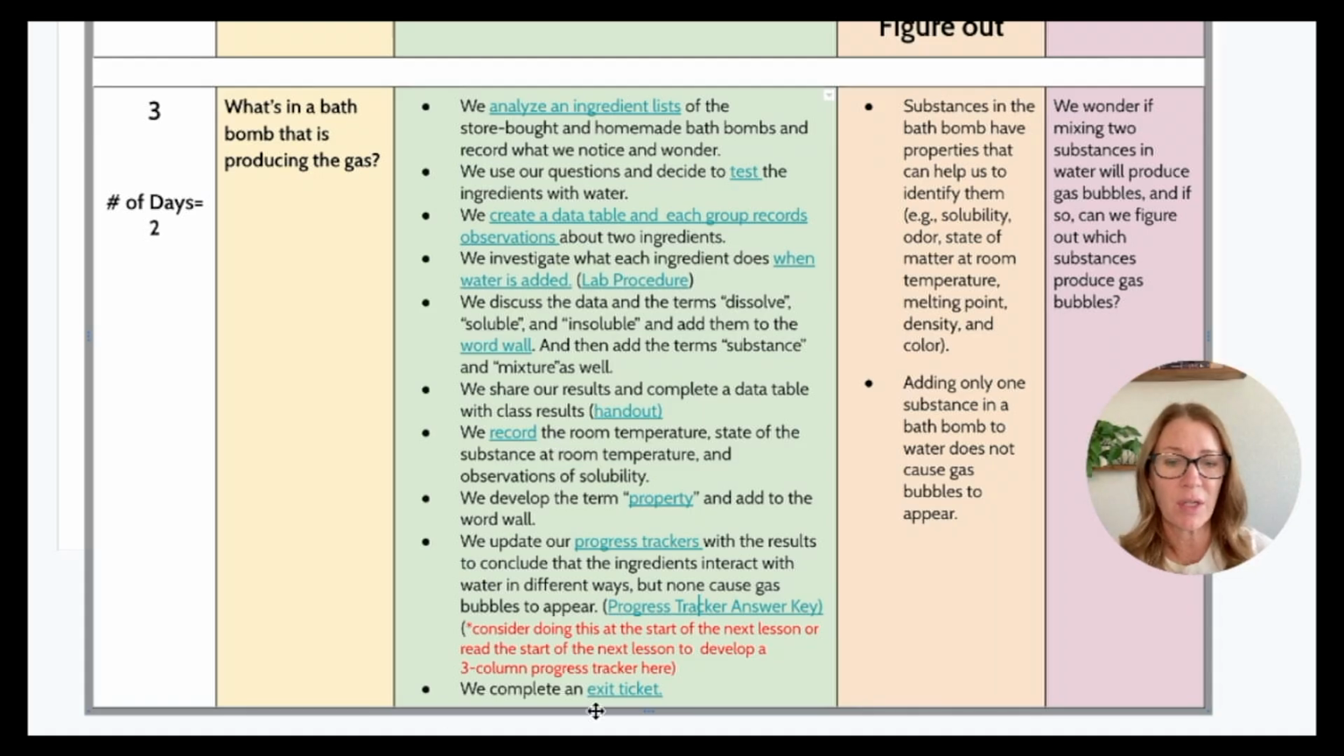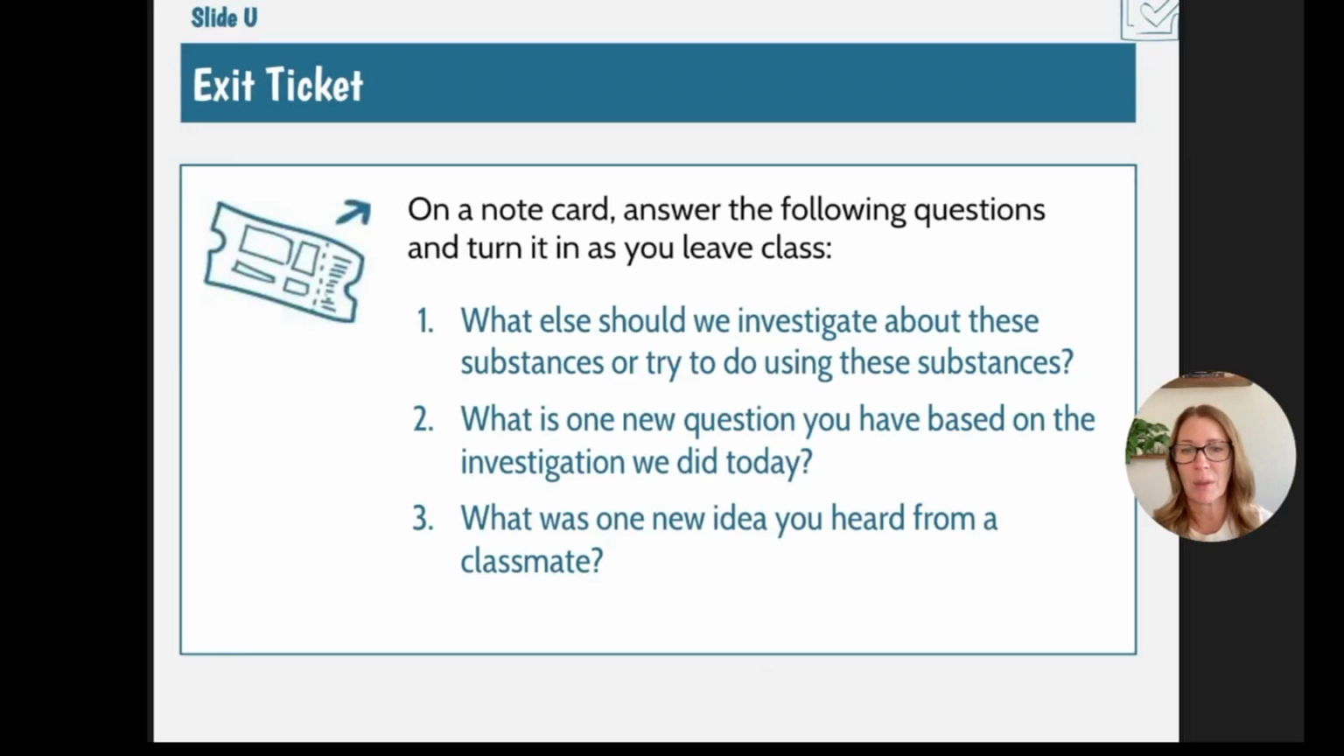Okay, that's it. There is an exit ticket at the end of this lesson. You can see it right here. It's just some questions. So you hand out note cards, they answer this, and then that can help you kind of gauge what students have taken away from the lesson.